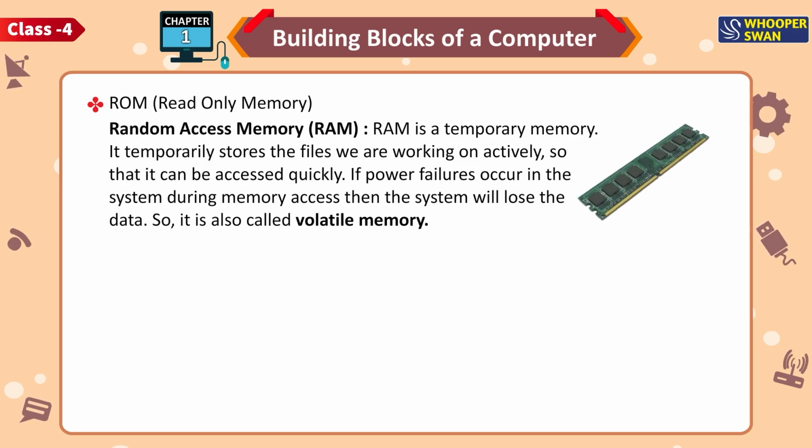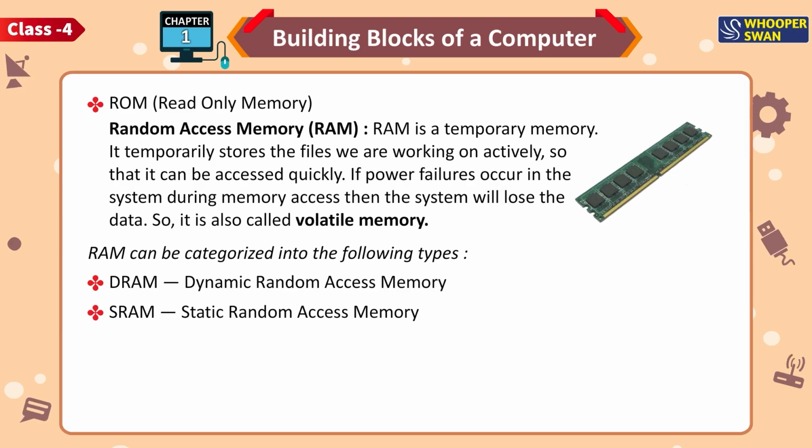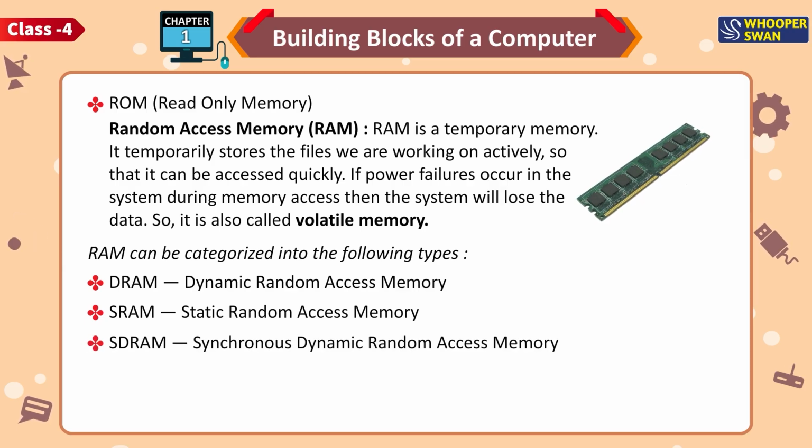Random access memory, RAM. RAM is a temporary memory. It temporarily stores the files we are working on actively, so that it can be accessed quickly. If power failures occur in the system during memory access, then the system will lose the data. So, it is also called volatile memory. RAM can be categorized into the following types. DRAM, Dynamic Random Access Memory. SRAM, Static Random Access Memory. SDRAM, Synchronous Dynamic Random Access Memory.